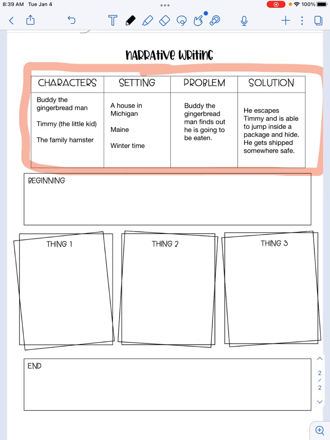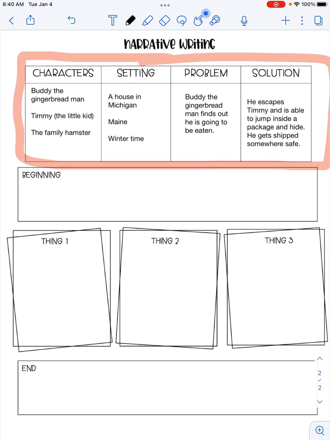So let's look at what ours looks like as an example. Now, this is mine. Yours will not be the same as mine. You started this on Wednesday. So let's review. My story is going to be about Buddy, the gingerbread man. And it's going to include Timmy, who's a little kid. I knew I was going to include the family hamster. My setting was a house in Michigan, and then Buddy would end up in Maine. This is going to happen during the winter time. Buddy, the gingerbread man, is going to find out he's going to be eaten, and he's going to try to escape and jump inside of a package to hide, and he's going to be shipped somewhere safe.